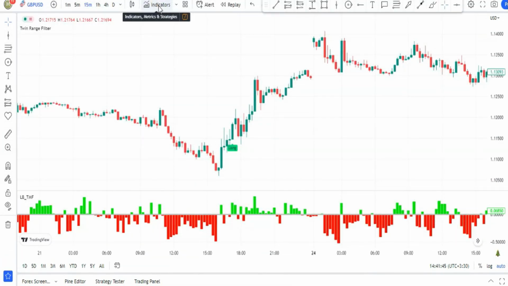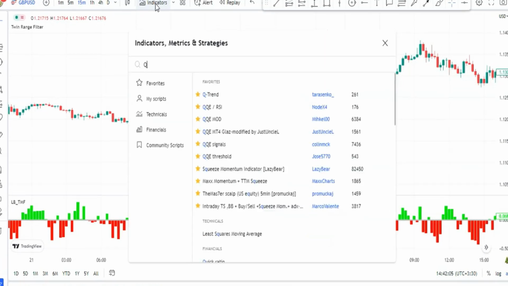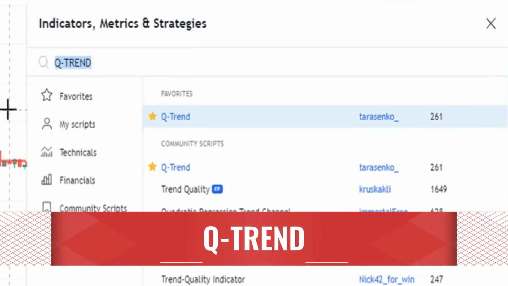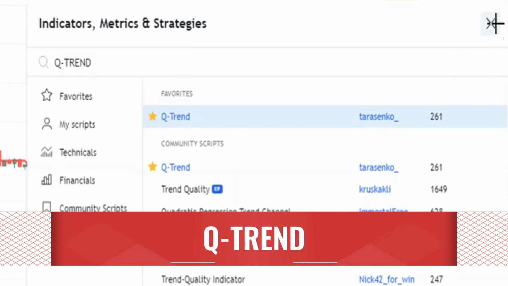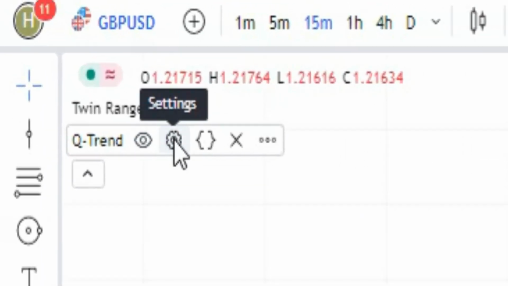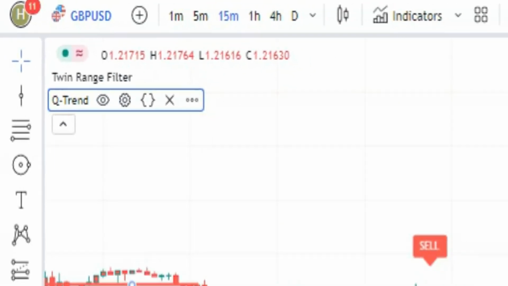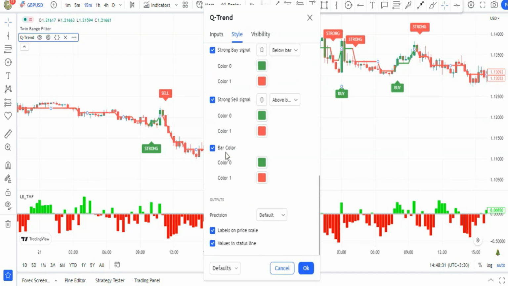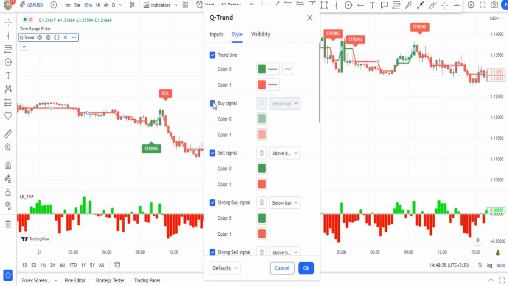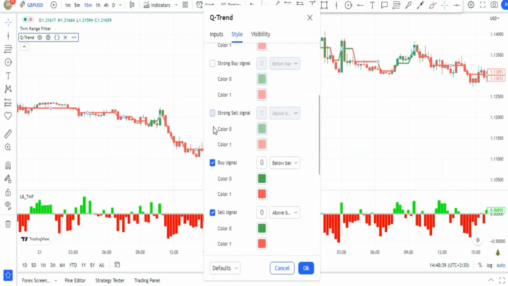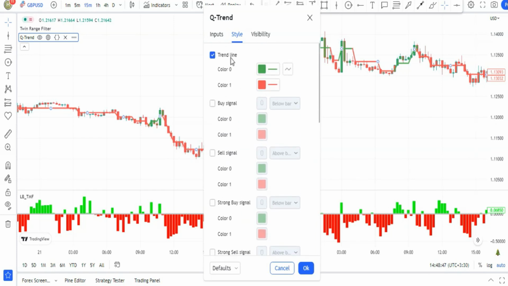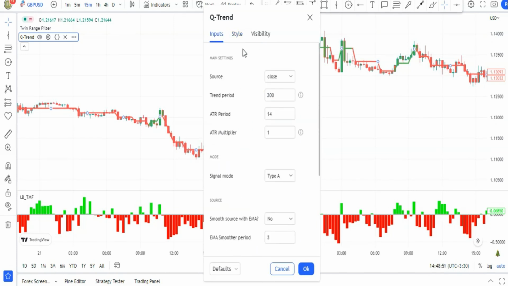Now let's complete our setup by adding the last indicator to the chart. We will search for Q trend in the search box of the TradingView. After that, we need to make some adjustments. So except for trend line and bar color, get rid of all other options. Then leave the inputs in the default mode.